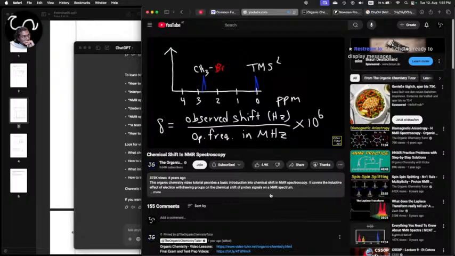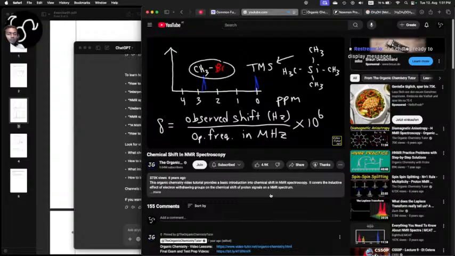Now, what we have here is a reference signal, TMS, also known as tetramethylsilane. It's basically a silicon atom with 4 methyl groups. On the right, we have methyl bromide. Now, notice that methyl bromide has a higher chemical shift than TMS. The reason for that is because bromine is more electronegative than silicon.